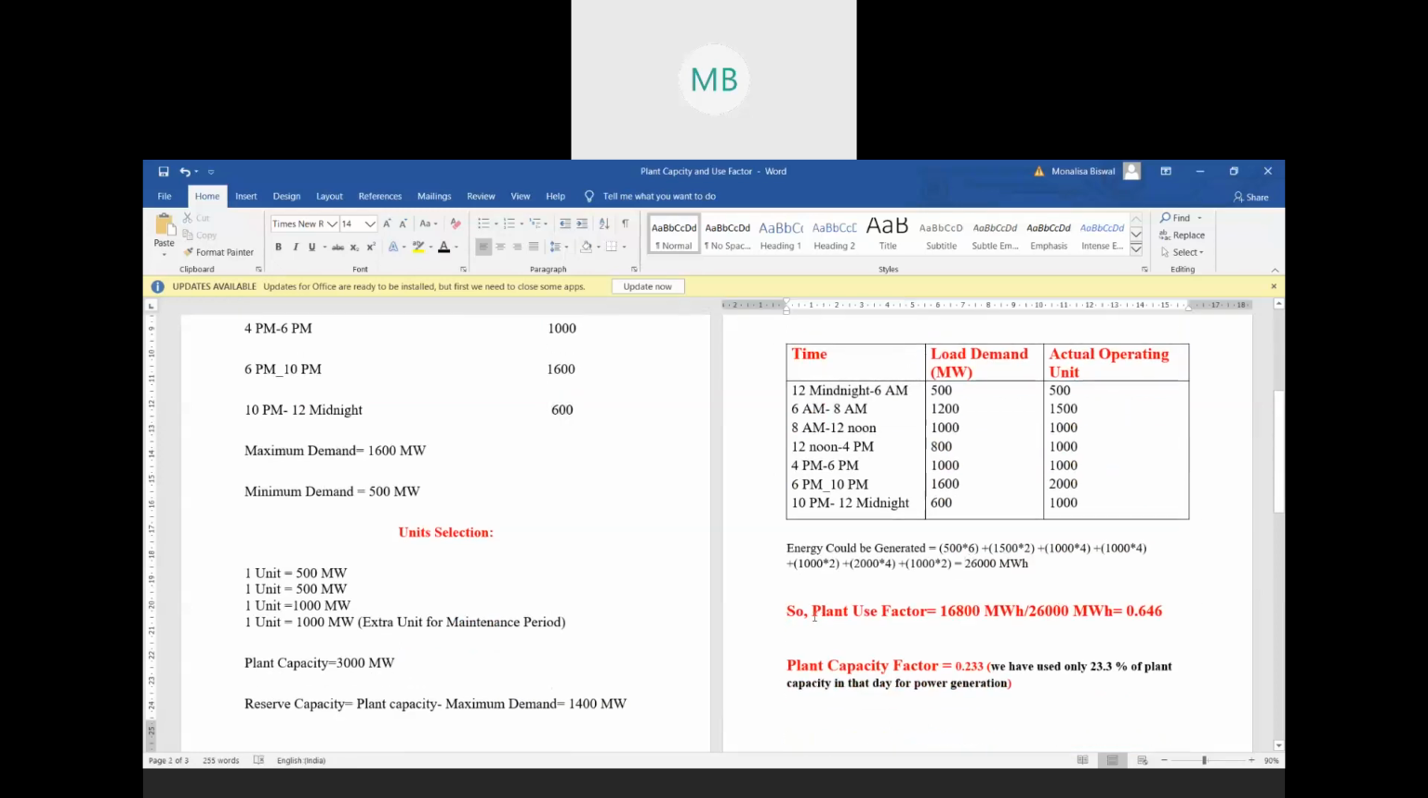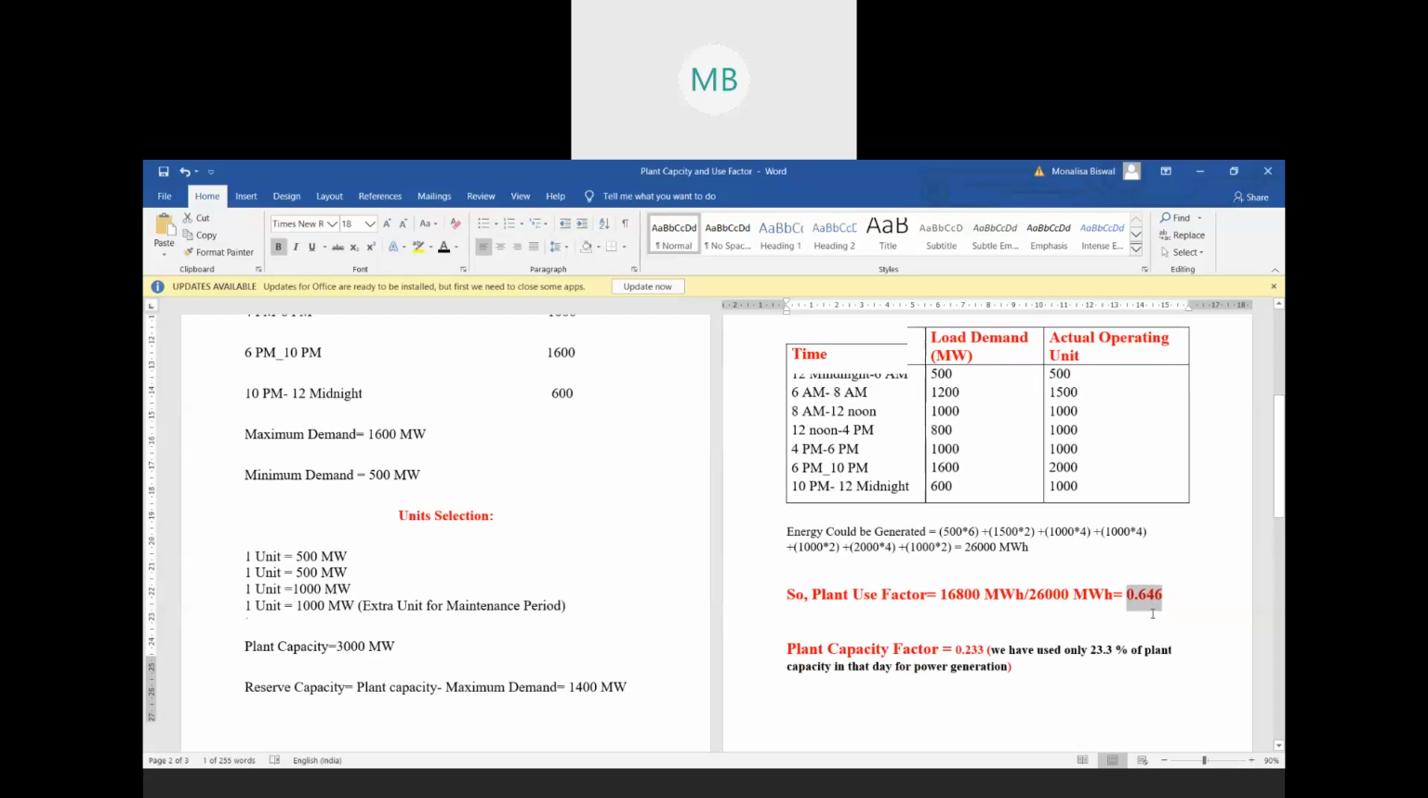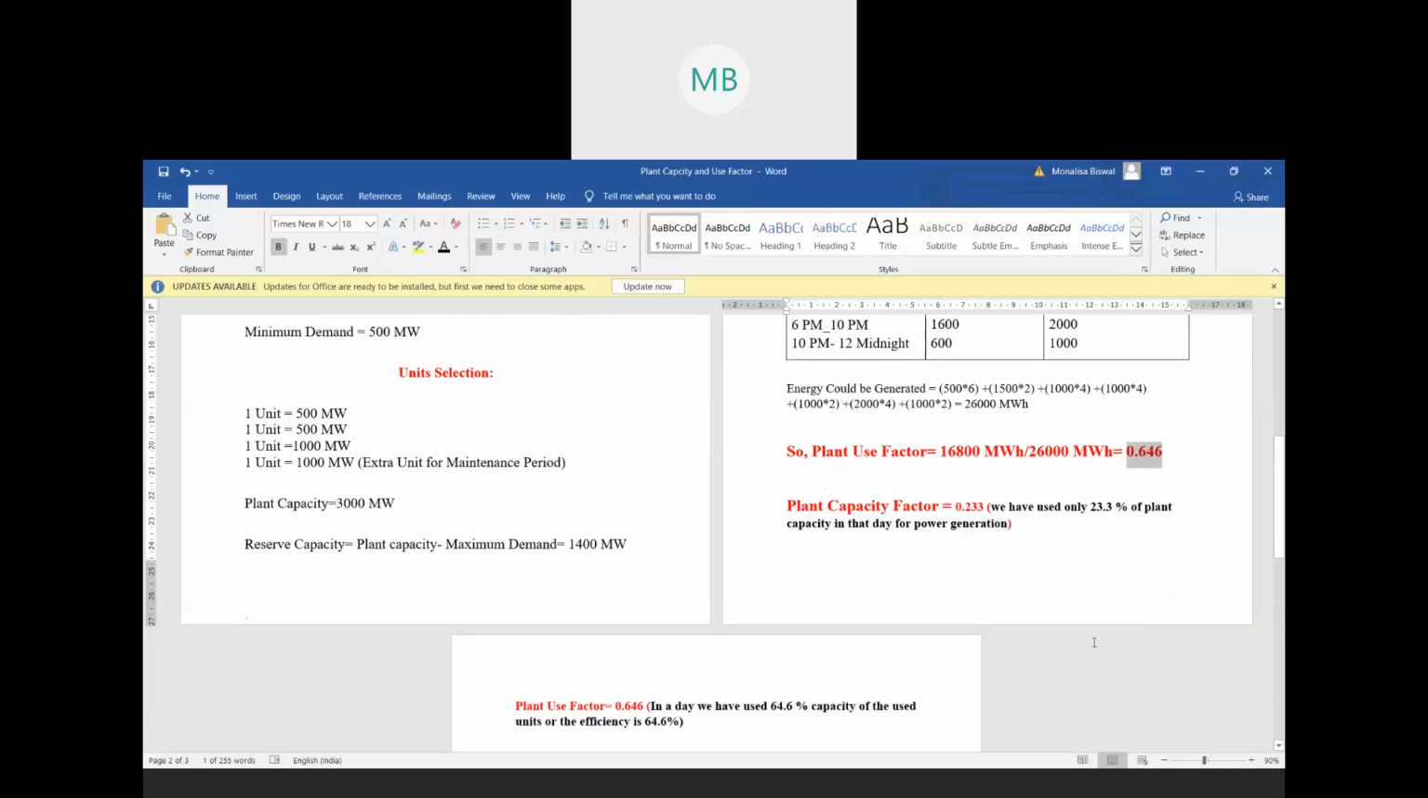So how to calculate plant use factor? 16,800 megawatt hour divided by 26,000 megawatt hour. The factor will be 0.646. That means I have utilized 64.6% of the unit capacity. During the time period, I have used only 64.6% capacity of the units. Okay, the running units, not the plant capacity. I have used only 64.6% capacity of the operating units during the time period. This is the basic difference between plant use factor and plant capacity factor.